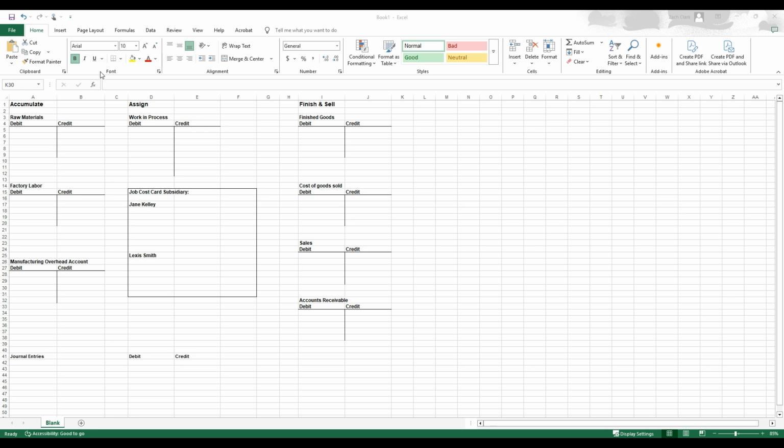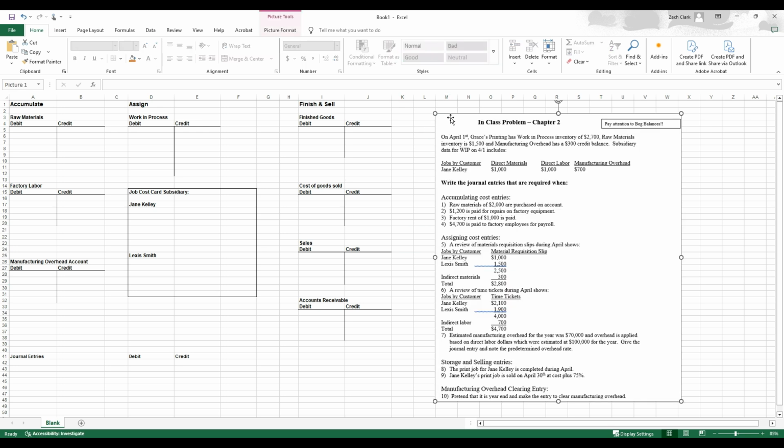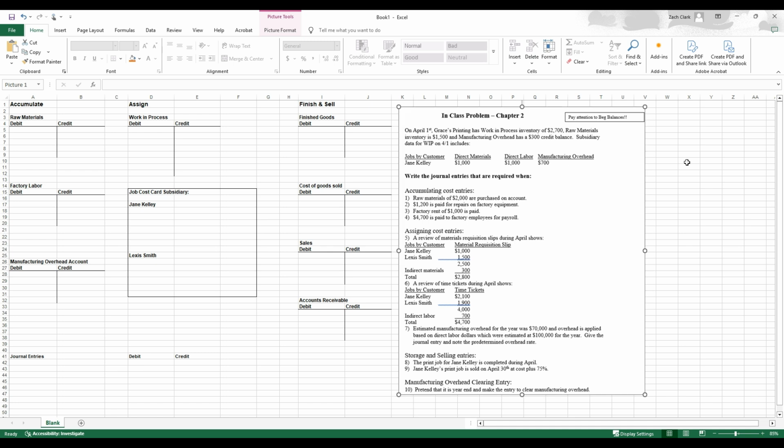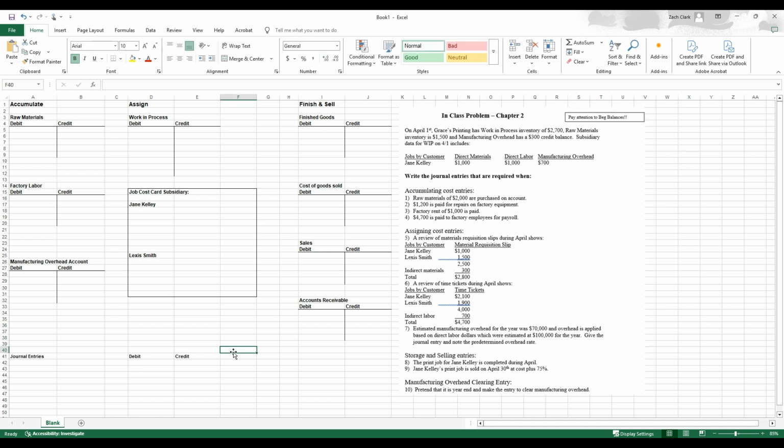So what I'm going to do is take a little screenshot here, and I'll just paste that in here so we can refer to it, so I don't have to look off screen too much, and you know exactly what problem we're working on. So here's the problem. We did this in class, same problem there. We're going to do it in Excel. We did it on paper in class.